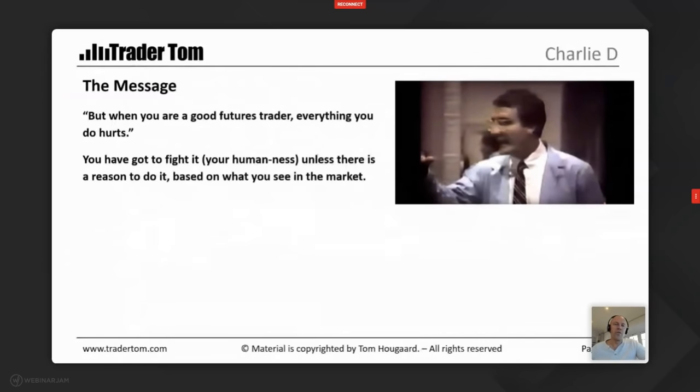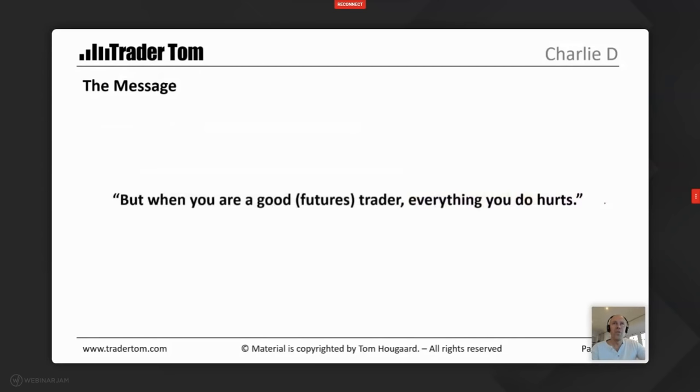But when you are a good futures trader, everything you do hurts. Everything you do becomes uncomfortable when you are a good trader. So you've got to fight your inert humanness, unless there is a reason to do what you want to do based on what you see in the market. So I want to repeat that. When you're a good trader, everything you do hurts. Everything you do feels uncomfortable.